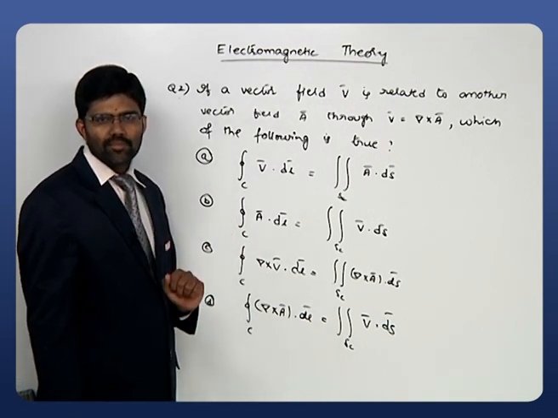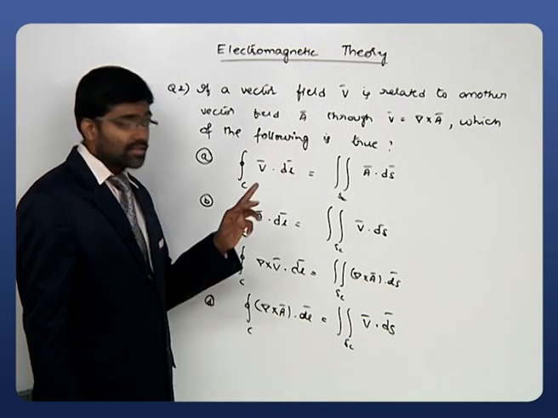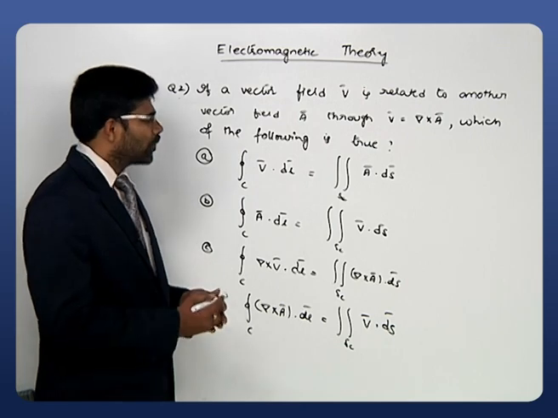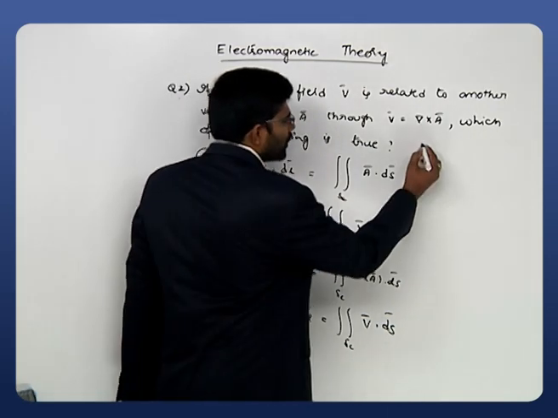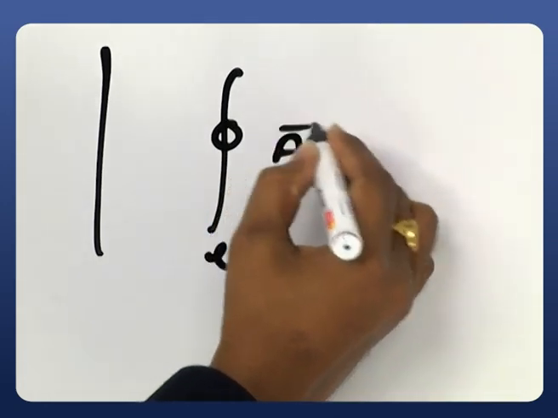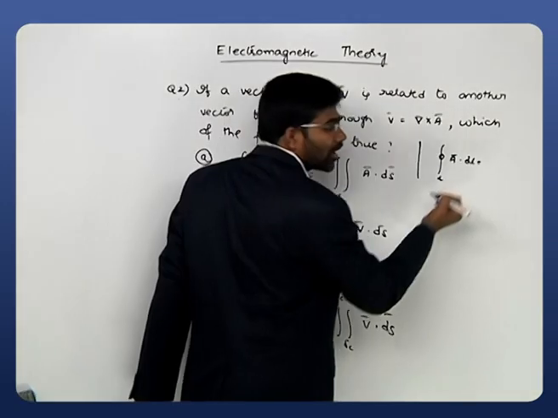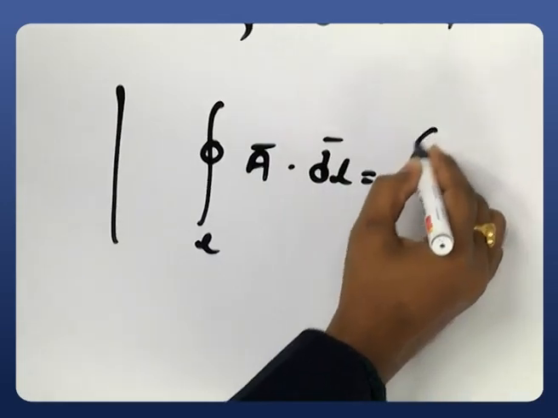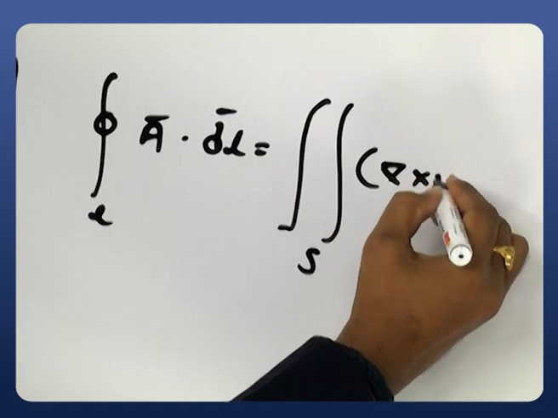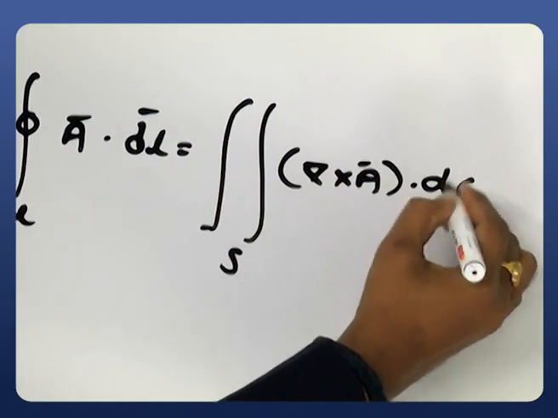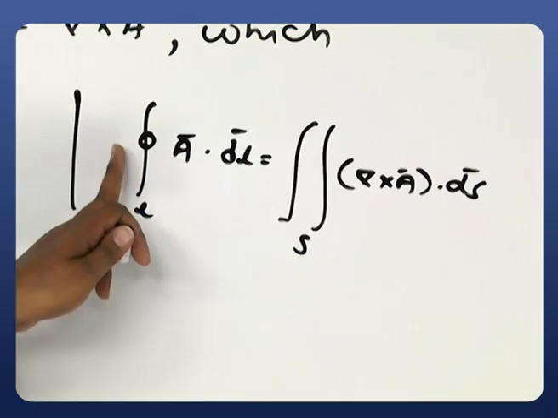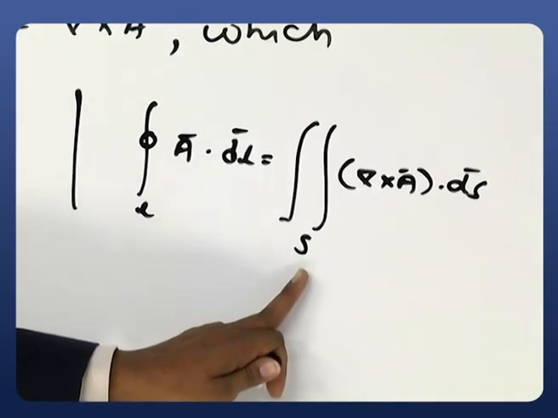So once again it is related to the Stokes theorem itself. So what is Stokes theorem? Whenever we have a vector a bar, then the closed line integral of that particular vector a bar, that is the line integral of a bar dot dl bar, is equal to the open surface integral of del cross a bar dot ds bar. So whenever we have such a relation, that is a closed line integral, you can relate that one with the open surface integral.